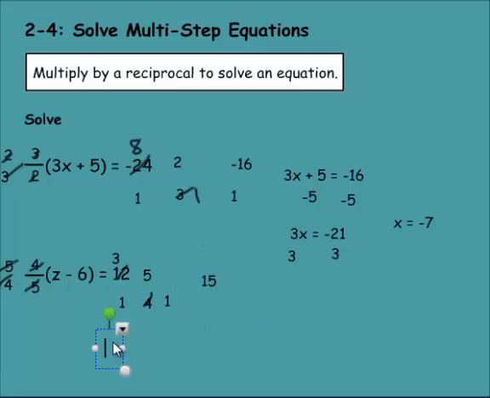So we have z minus 6 now from the left side equals 15. Add 6 to both sides. And that's going to give me z equals 21.